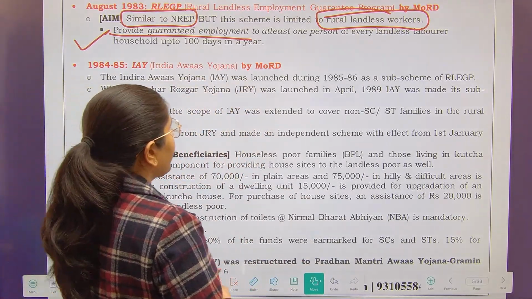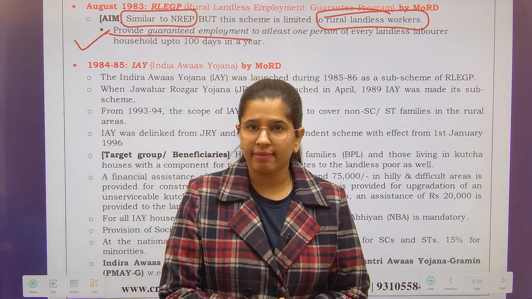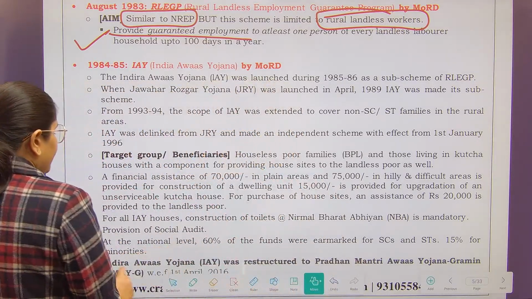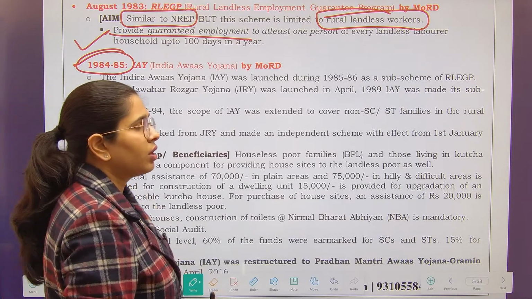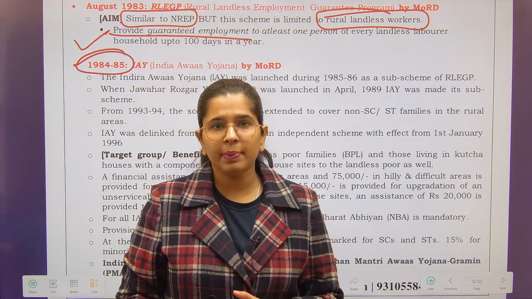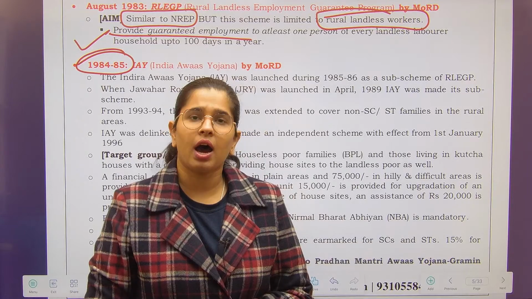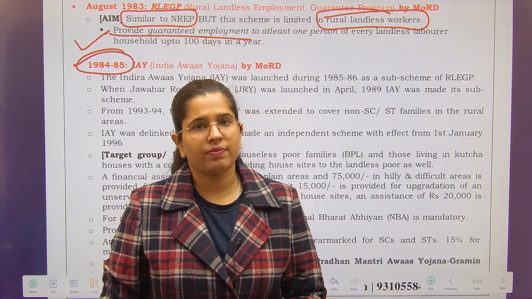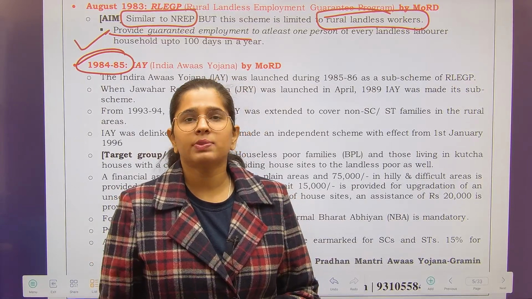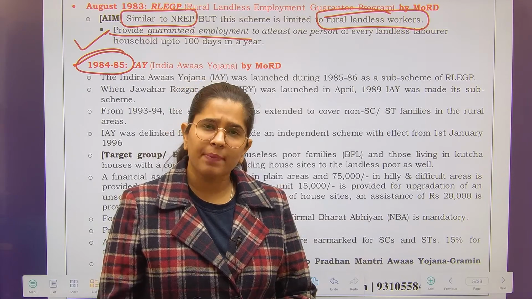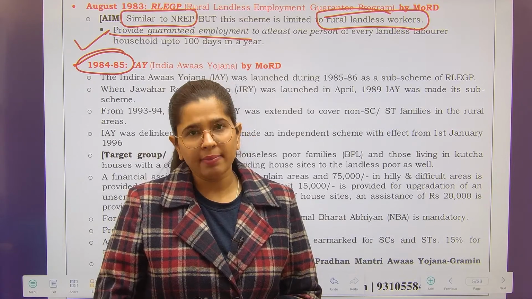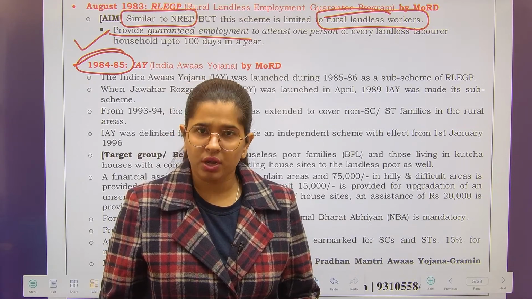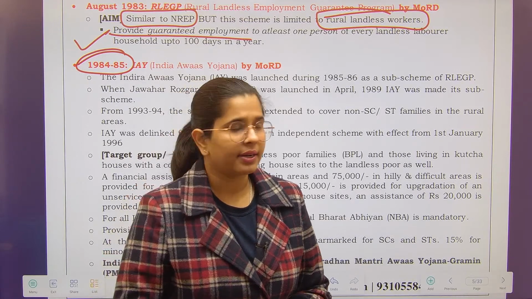Next is Indira Awas Yojna by the Ministry of Rural Development. Started in the year 1984-85. Obviously, the purpose was to help the rural people who cannot afford a house to build a house of their own. Right now, this particular scheme has been submerged, or you can say the name has been changed, to Pradhanmantri Awas Yojna, the rural part, right?